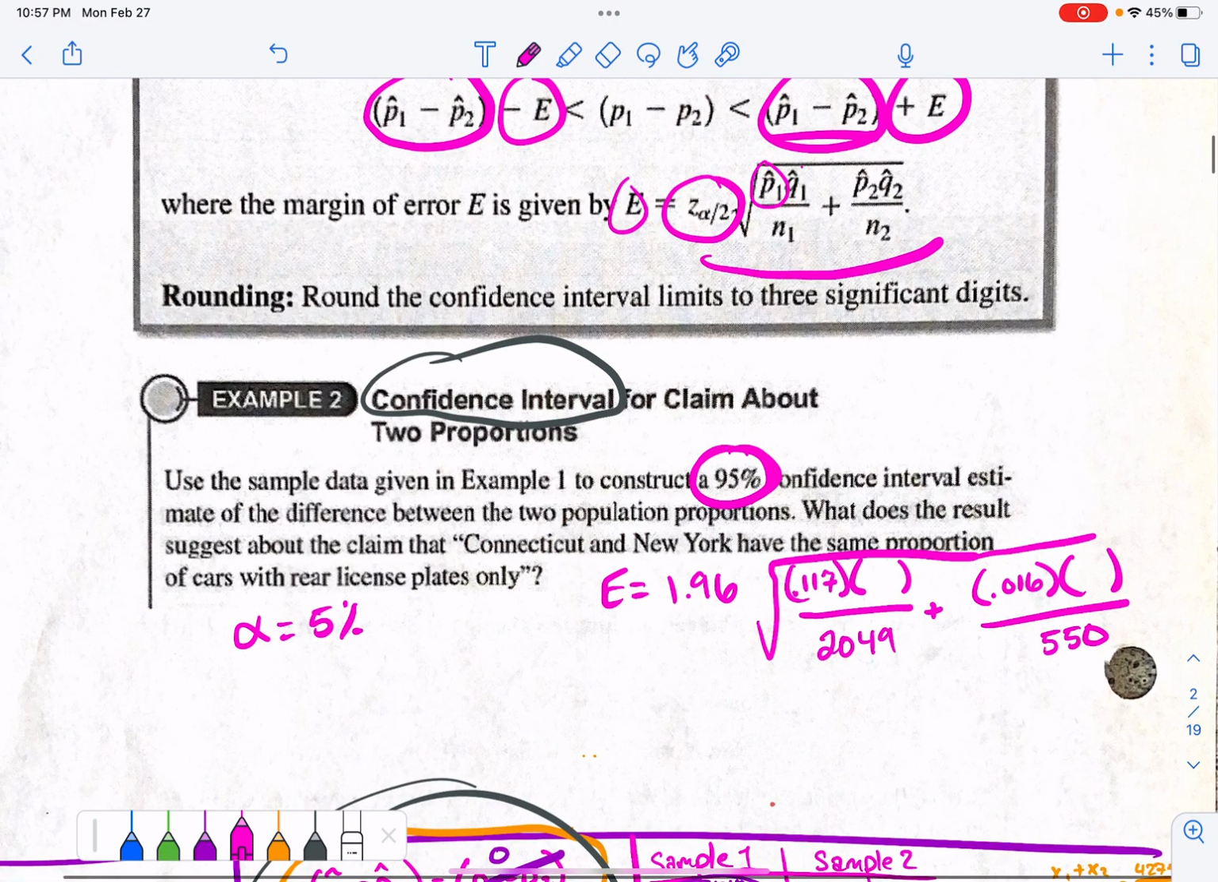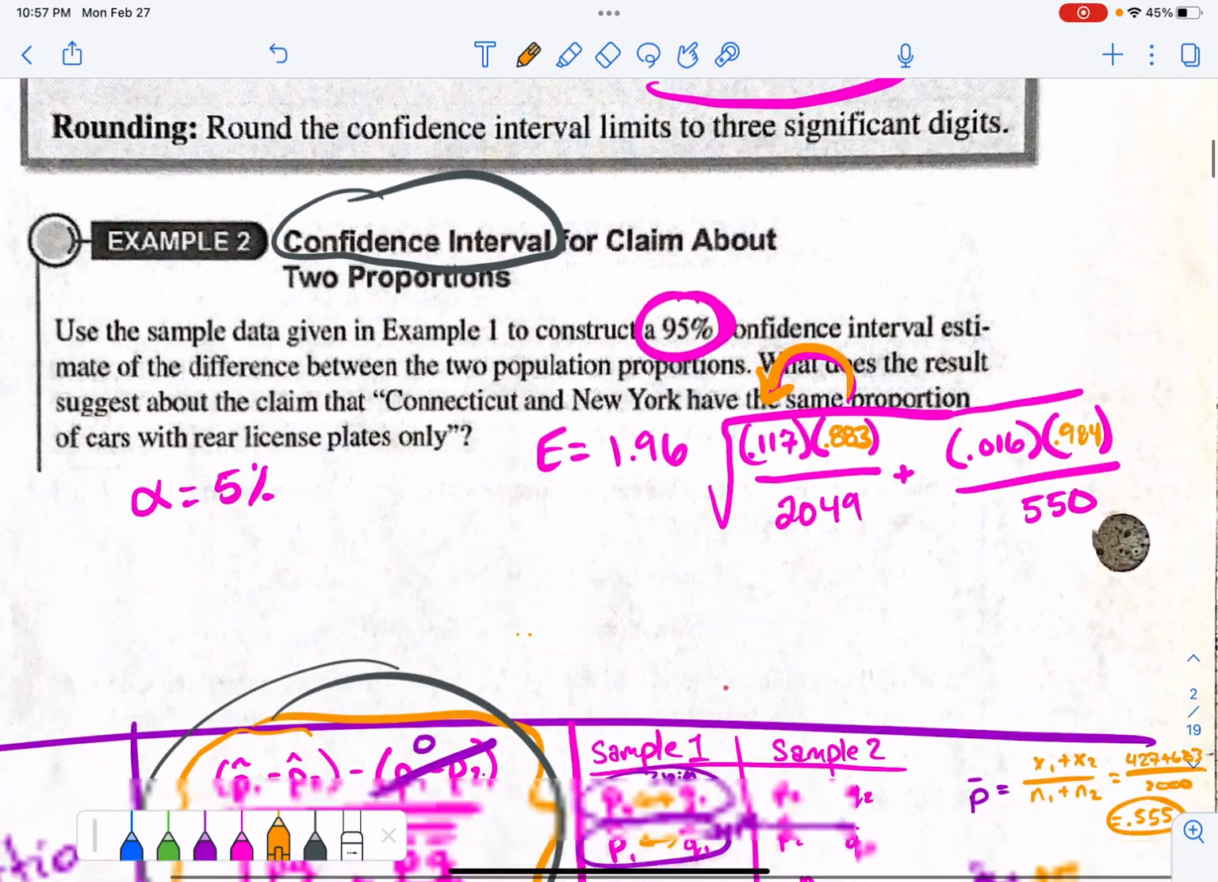q hat 1 is the opposite of p hat 1, right? So these two add up to 100%. So that is 0.883. Let me check that real quick. 0.117 subtracted from 1 is 0.883, yes, true. Okay, 0.016 from 1 is 0.984. That is what q hat 2 is, from the equation. All right, now we just have to calculate this error.